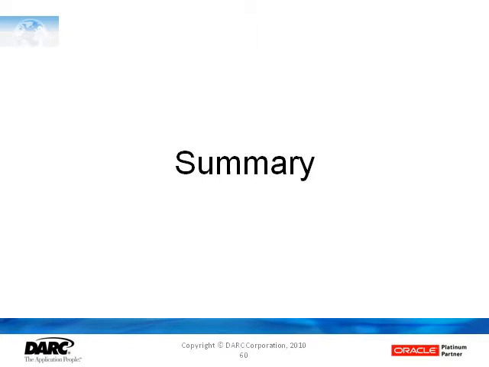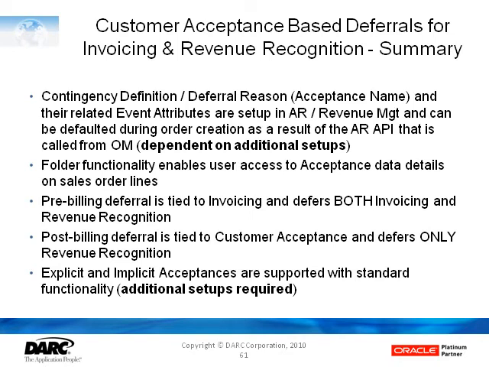Okay, in summary, we're going to go over probably 6 or 7 things that were in the considerations, but just to keep in mind. The contingency definition, i.e. deferral reason, and the related event attributes are set up in AR revenue management, but the functionality is called in order management via the AR API. And again, it's completely dependent on additional setups, the enabling of fulfillment acceptance in order management.